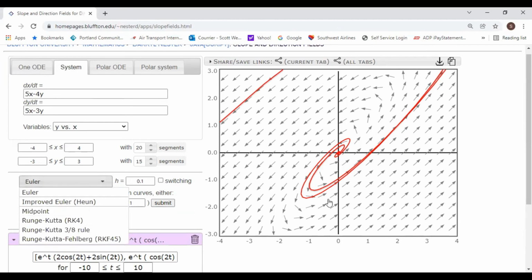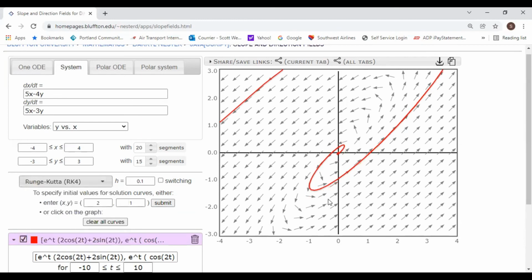But back to the Runge-Kutta, notice what a nice method that one is. You can't even see any difference between the two curves. All right, so that was the first one, the spiral source, and sure enough, it is definitely doing spiral source stuff.